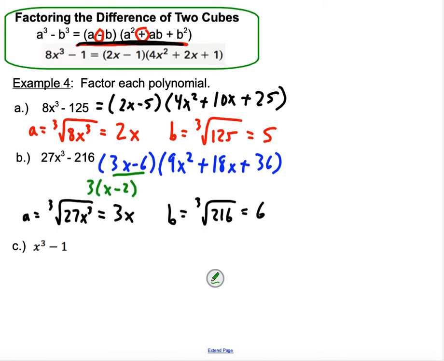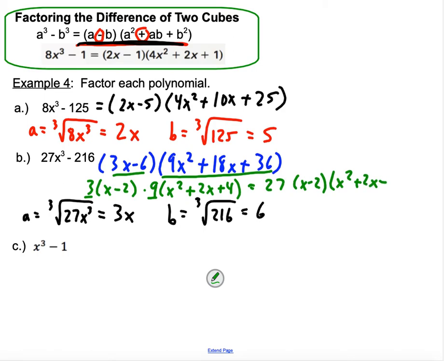So then I'm left there with x minus 2. The second set over here, they have a 9 in common. So if I take a 9 out of there, I'm left with x squared plus 2x plus 4. And then I have to multiply those GCFs together. So that one there that I just circled would be the extra credit one. But if you got the blue answer there, that would have been just fine as well.